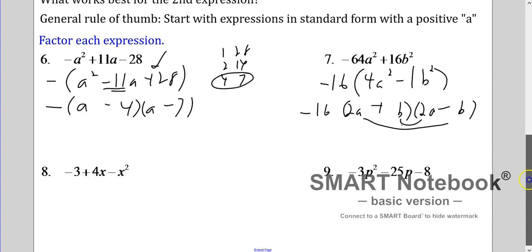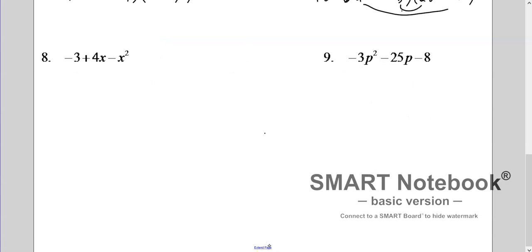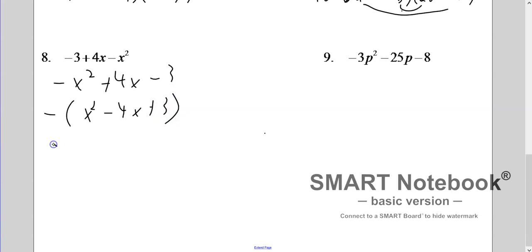All right, so for number 8, let's get rid of that watermark. Number 8, first thing I want to do is put it in descending order, standard form. So negative x squared plus 4x minus 3. Now I'm going to take the negative out. So this becomes positive, this becomes negative, this becomes positive. And now I'm going to factor the two parentheses, but don't forget this negative out here. It's very important.